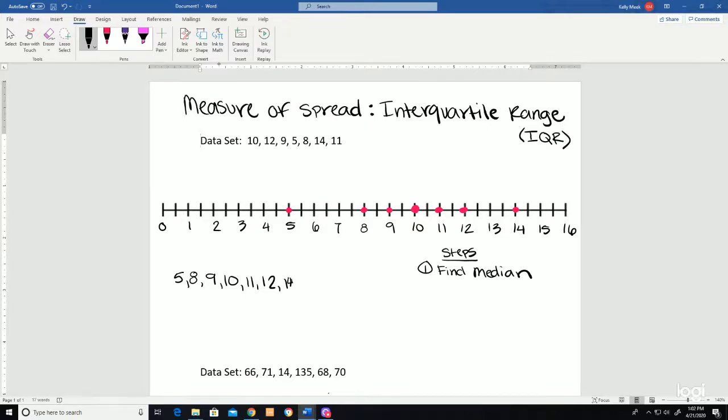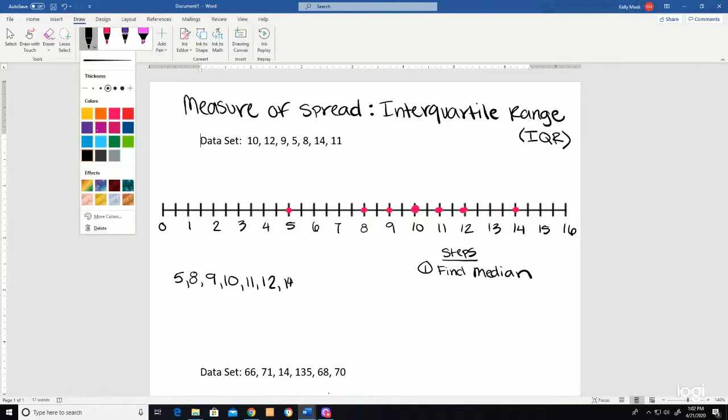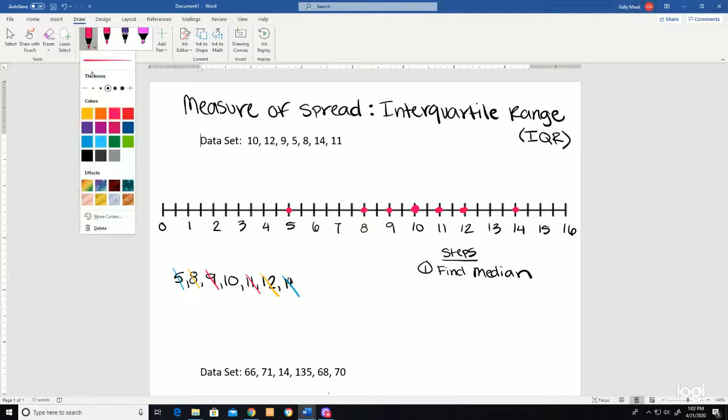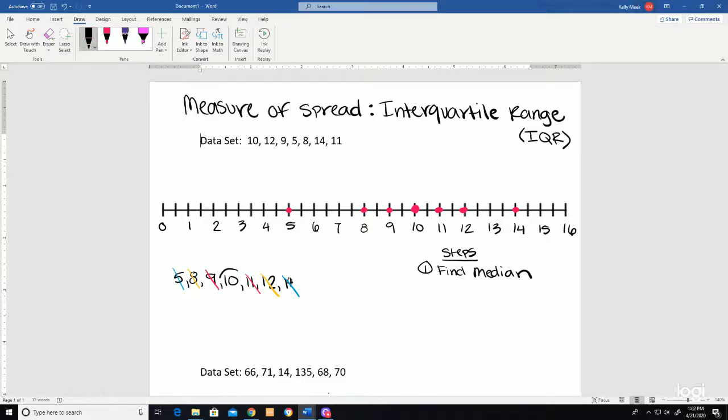Now I am going to find the median, the number that is in the middle. To do that, I cross out, one at a time, the lowest and the highest number at the same time. So 5 and 14 are gone. 8 and 12 are gone. And 9 and 11 are gone, leaving me that middle number, which is my median. I'm going to circle it. What's really cool about your median is that it cuts your data directly in half. I have 3 numbers on this side and 3 numbers on this side.